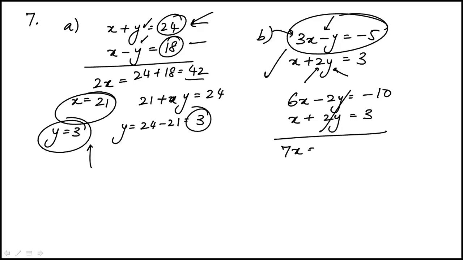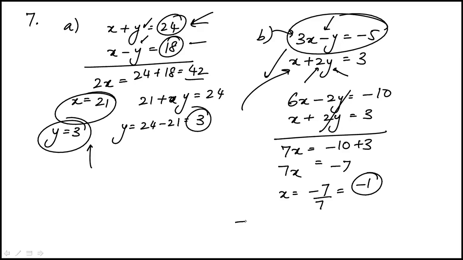I get 7x equal to minus 10 plus 3, which is minus 7, which means x is minus 7 over 7, which is minus 1. So we have x. I can replace x here to find y. Minus 1 plus 2y equal to 3. 2y becomes, I add 1 to both sides, 4. Y is equal to 2.